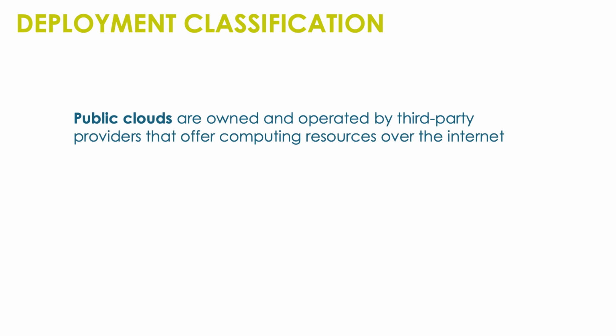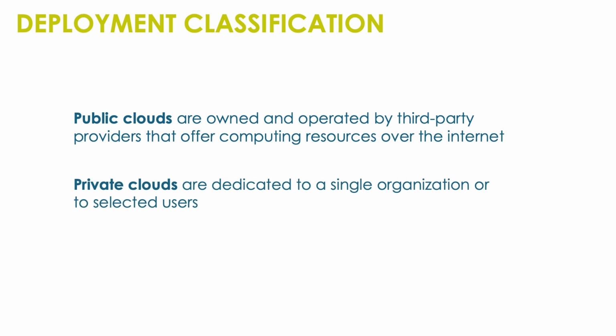Public clouds are owned and operated by third-party providers that offer computing resources over the internet, like storage and processing power. Users rent a part of the infrastructure for their needs. Private clouds are dedicated to a single organization or to selected users. They offer greater control, security, and customization through company firewalls and self-hosting.